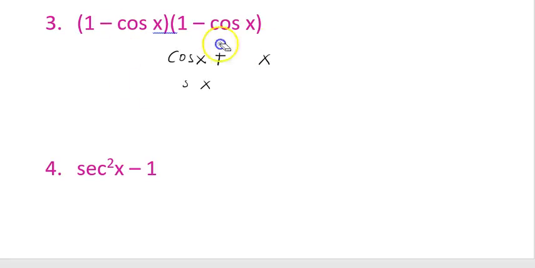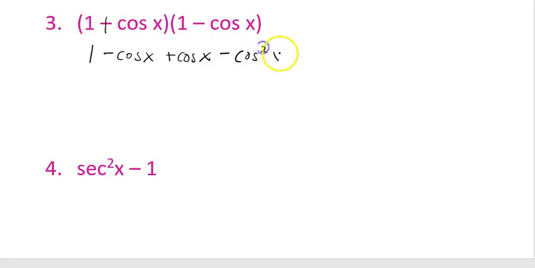Okay, so I'm going to restart number 3 here. I had a typo, so this should be a plus. So now let's double distribute. So 1 times 1 is 1. 1 times negative cosine x will be negative cosine x. Positive cosine x times 1 is positive cosine x. And then a positive cosine times a negative cosine would be a negative cosine squared.